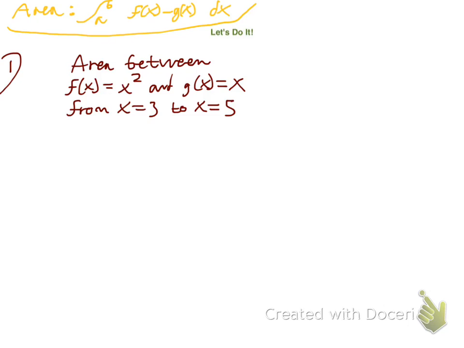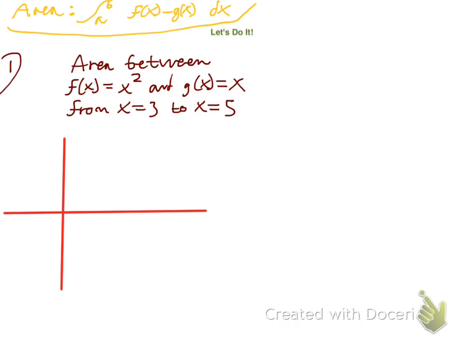Anyway, here is an example problem. Area between these two curves here, f of x equals x squared and g of x equals x, from x equals 3 to x equals 5. What's always best to do before you do an area question, you don't have to do it all the time, but it's usually a good idea, is just to graph the functions, just so you have an idea what's going on.